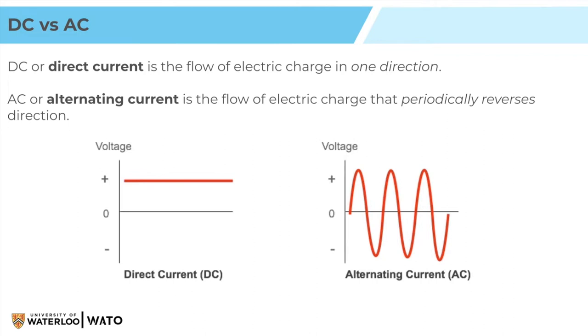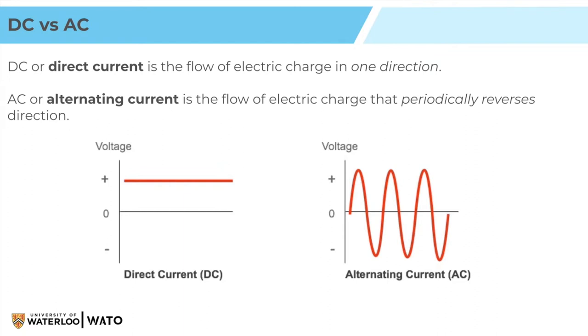So another thing to talk about in terms of current is that there's two forms that you'll see in nature. The first one is DC or direct current, and this is the flow of electric charge in only one direction. And alternating current, or AC, is the flow of electric charge that periodically reverses direction. So in the diagrams below, direct current is going to stay the same in terms of its magnitude and direction throughout all of time, while alternating current is going to periodically change its direction. Now, it doesn't have to be a sinusoidal wave, but that's just an example of how to model alternating current.